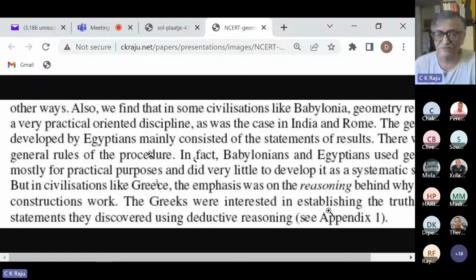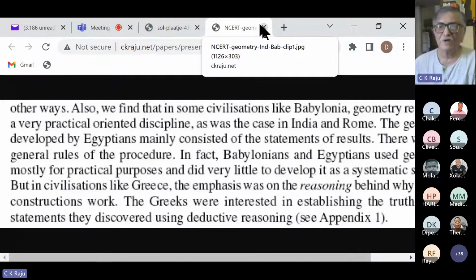Sounds plausible to the student. The Greeks were interested in establishing the truth of the statements they discovered by using deductive reasoning. Appendix 1 is about mathematical proof. All right. So everybody else, the whole world was inferior. What they did in geometry was inferior. Greeks did something superior, and that is what the West does.